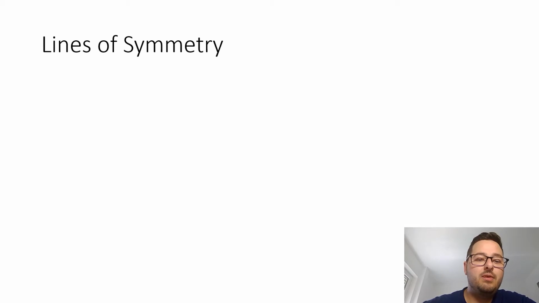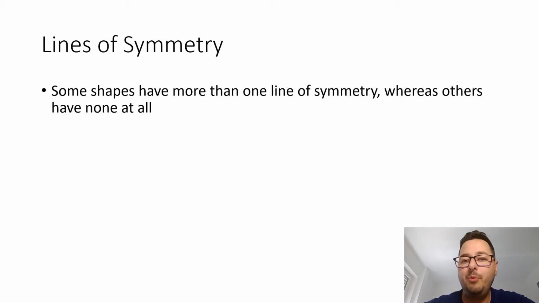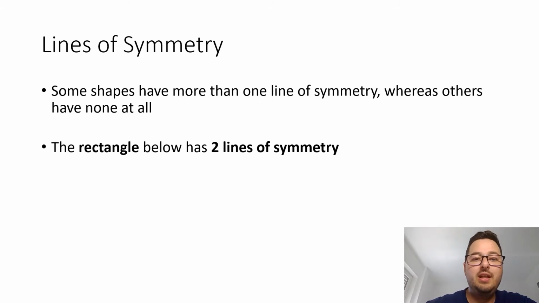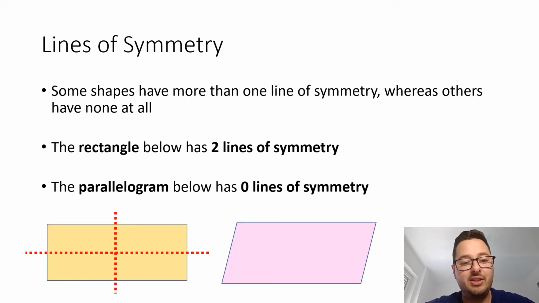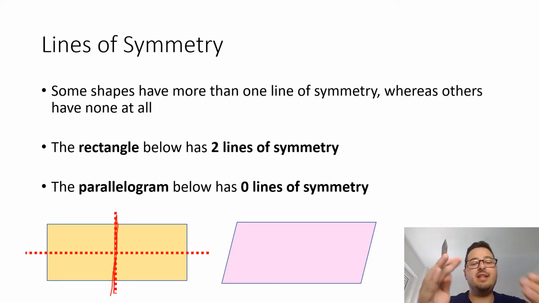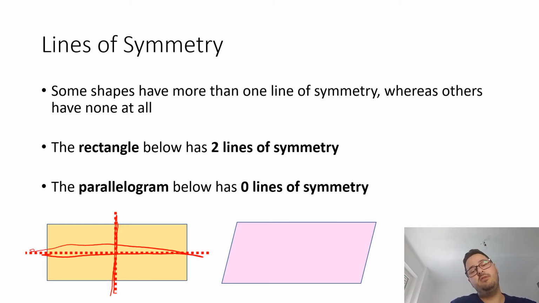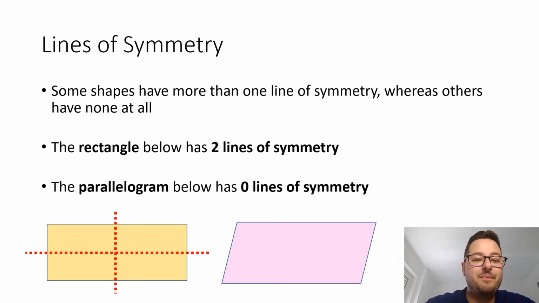Okay, so some shapes have more than one line of symmetry, whereas others have none at all. So for instance, the rectangle below has 2 lines of symmetry and the parallelogram has 0. So let's just have a little look at them. So this rectangle here has 2 lines of symmetry, one here. Either side is the same, but also this one, I didn't draw it very well, but that line there is also exactly the same as well.